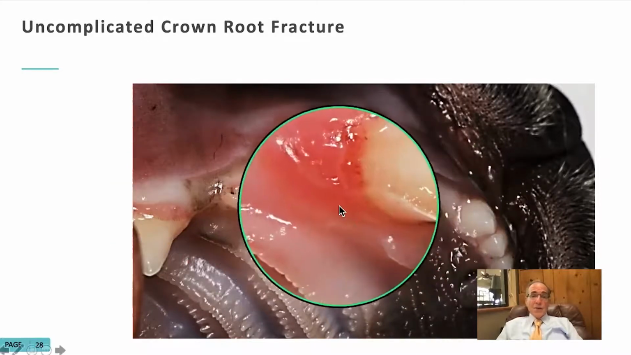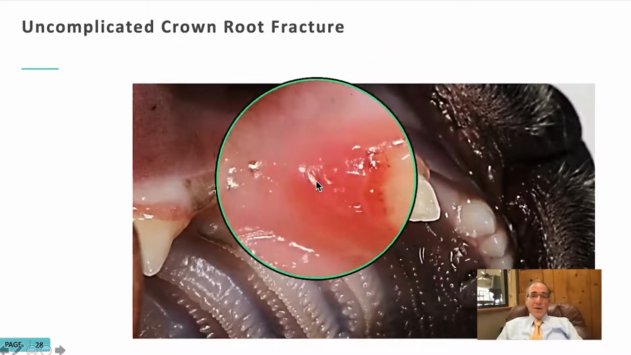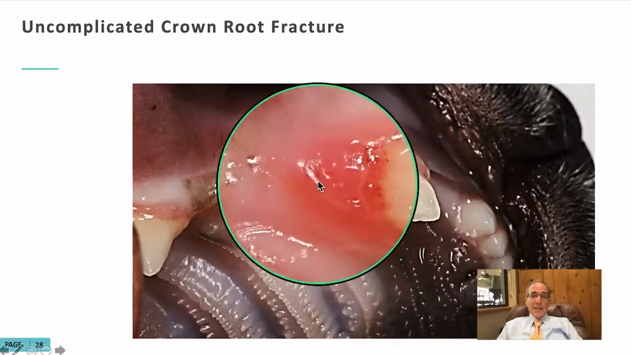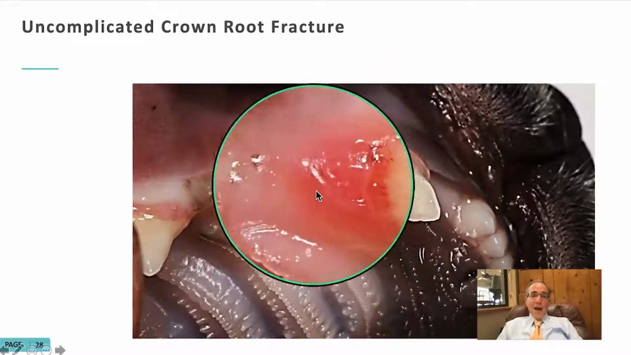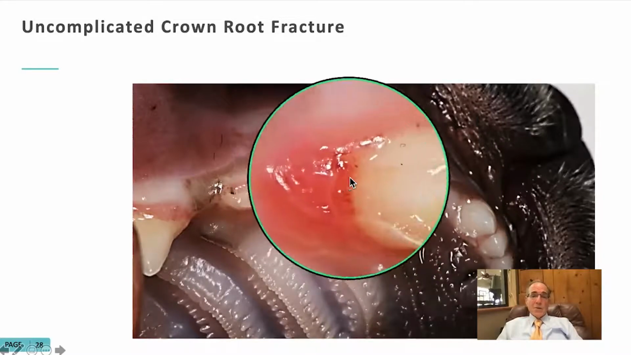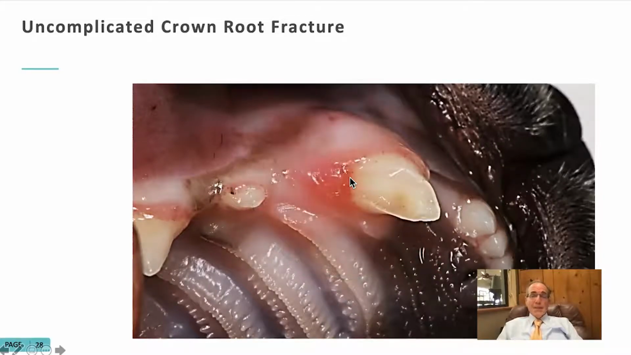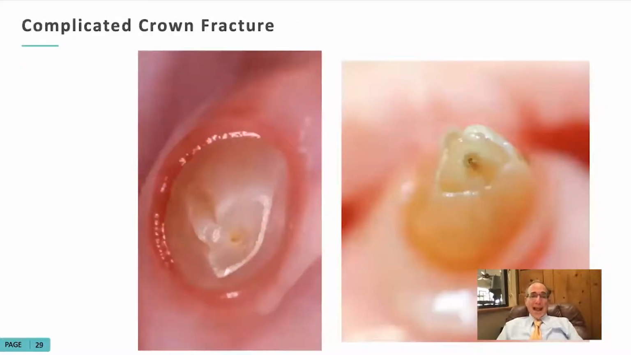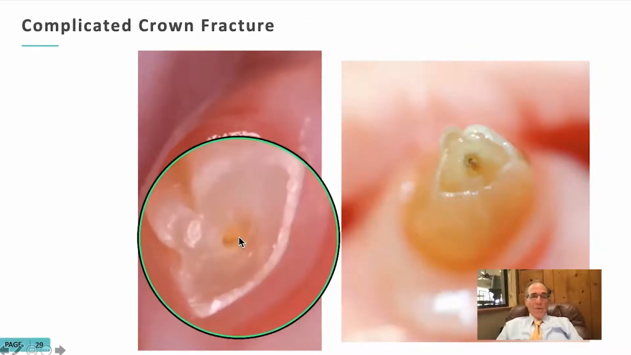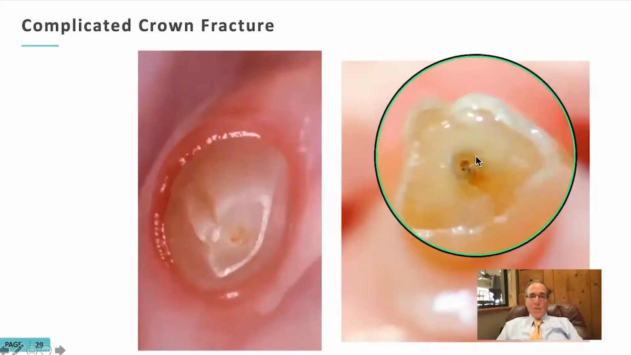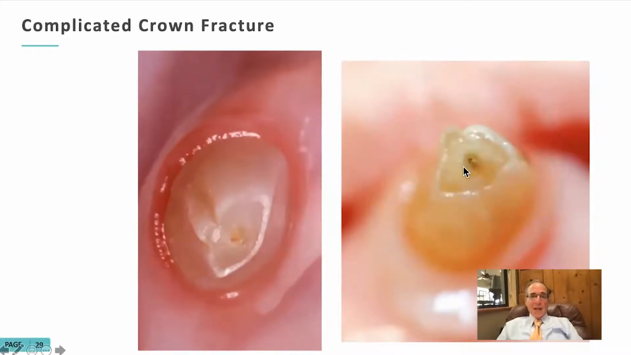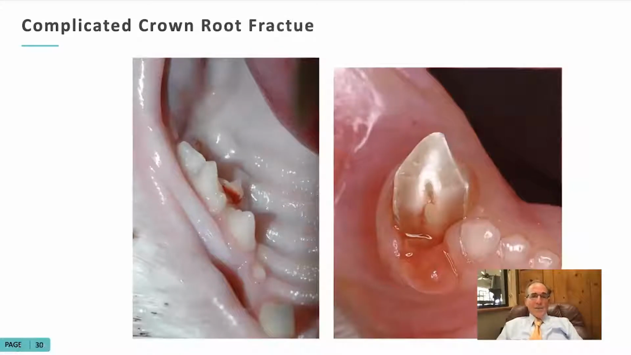The treatment of choice here would actually do a gingivectomy in this area to remove the pocket, because there's a periodontal pocket and that's where food's going to go. So this is an uncomplicated crown root fracture as compared to a complicated crown fracture. It doesn't go under the root, but this is where the pulp normally is. This is where the pulp normally is. This is a complicated crown fracture.